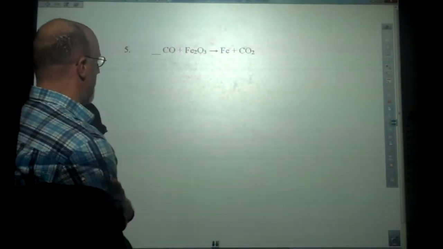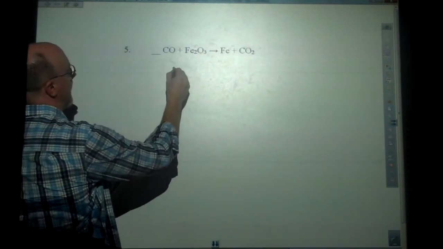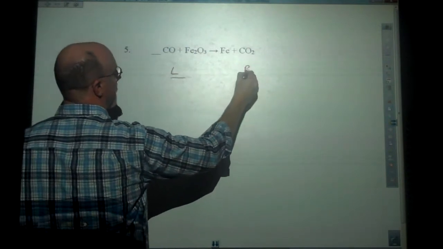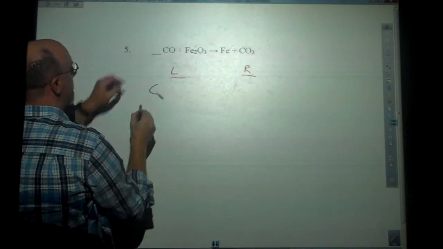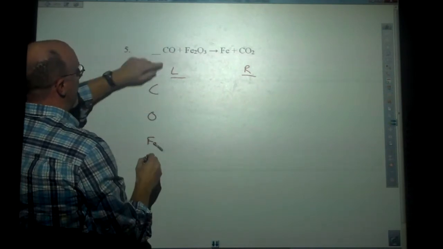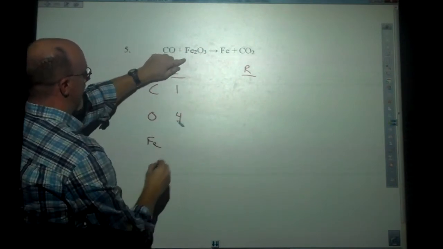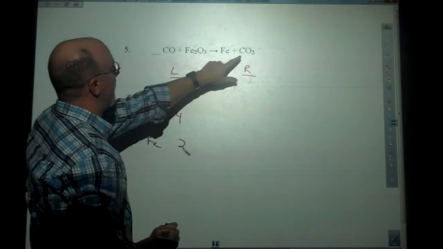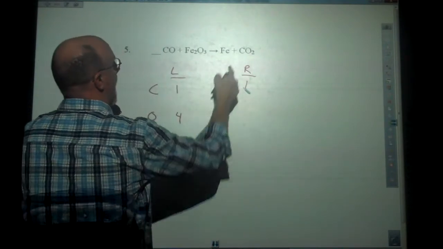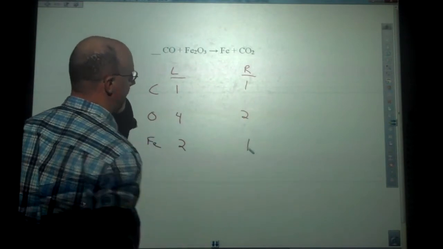All right, on to the last one. So I gave you the formulas already. So go ahead and do your count. Carbon, oxygen, and iron. Carbon's 1. Oxygen is 4. It's 2 different places. Iron is 2. On the right, carbon's 1. Oxygen's 2. And iron is 1. Obviously not balanced.